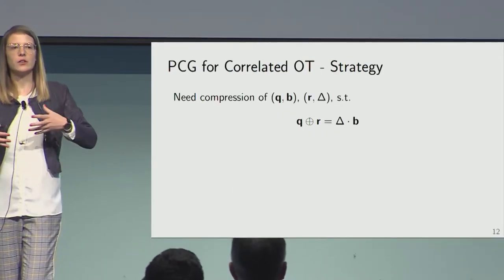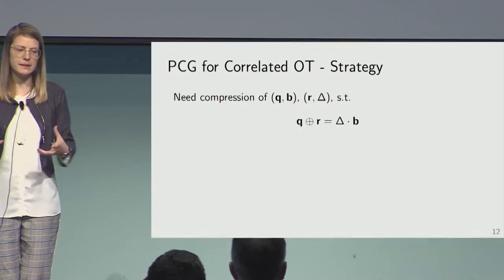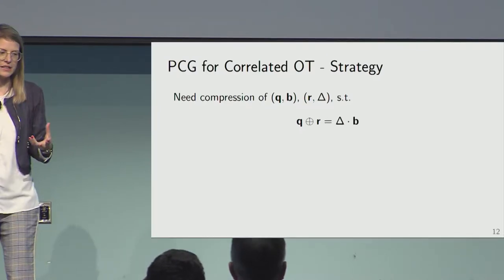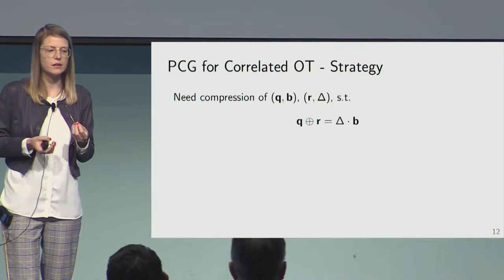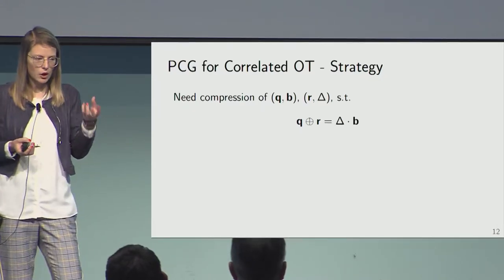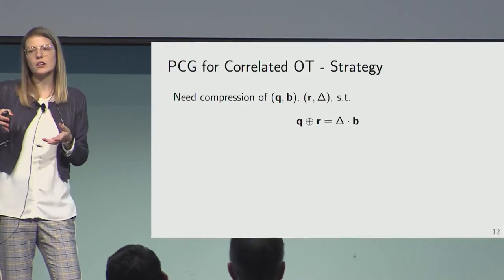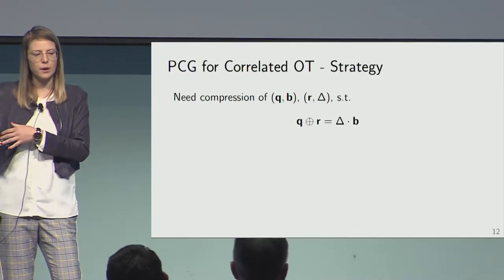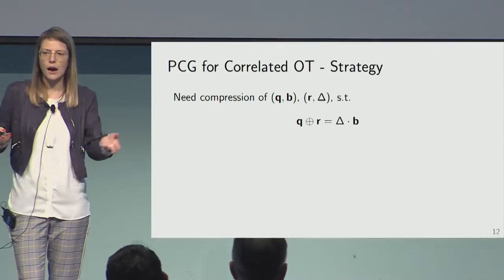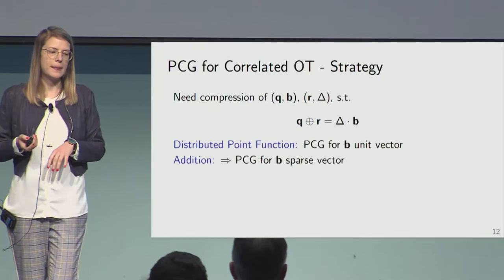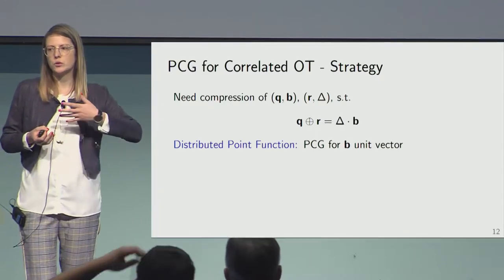So in order to get a PCG for that, we need a compression of the vector. We need a compression of Q and B for Alice, and we need a compression of the vector R for Bob, such that Q plus R is this delta times B. And we will show how to do this in three steps.